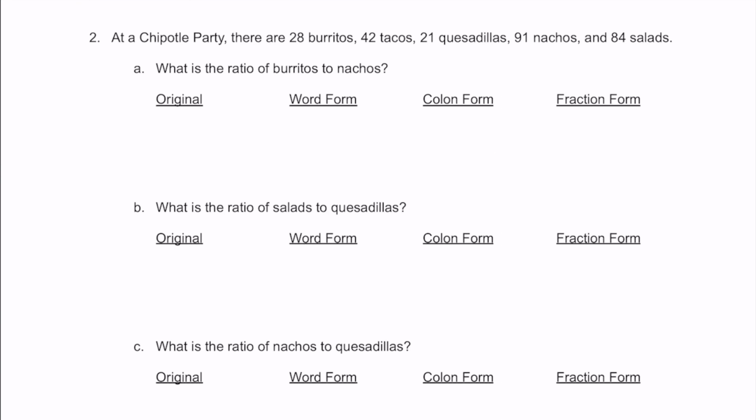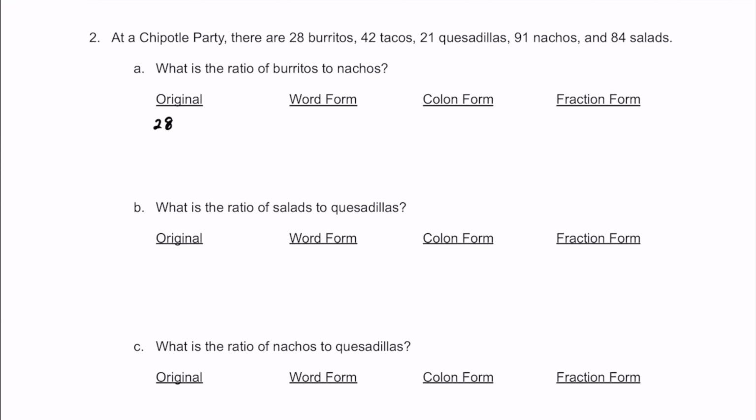For number 2, we have a Chipotle party. There are going to be 28 burritos, 42 tacos, 21 quesadillas, 91 nachos, and 84 salads. This first question is what is the ratio of burritos to nachos? So it looks like there are 28 burritos and 91 nachos. So let's write that original ratio.